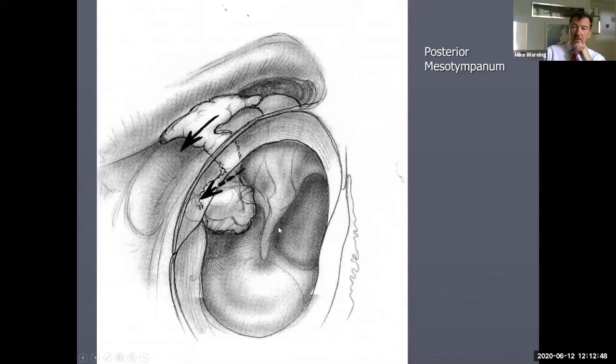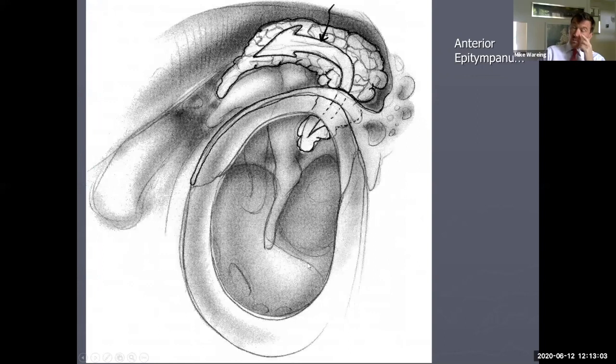So that's the posterior mesotympanum. Again, it's developed in the pars tensa, and then has moved upwards here and moved up into the attic. Sometimes it's not so easy to actually tell where they've come from. The anterior epitympanum is where there's an anterior retraction that then goes in here and tends to fill the anterior attic, and then gradually works its way posteriorly over the ossicles.